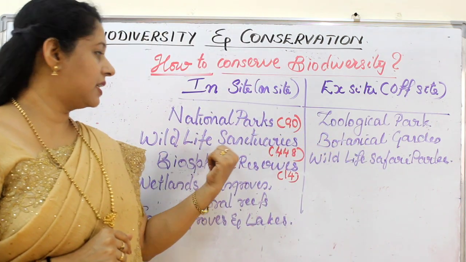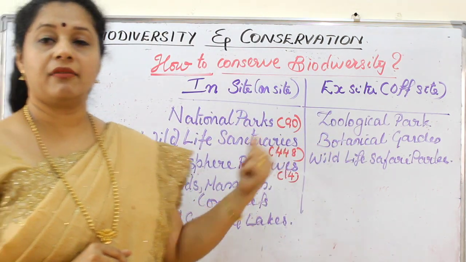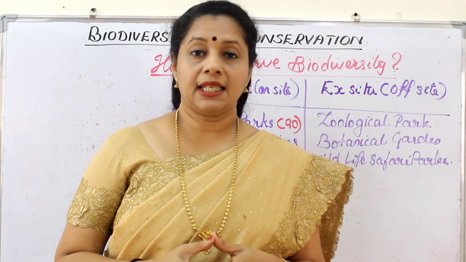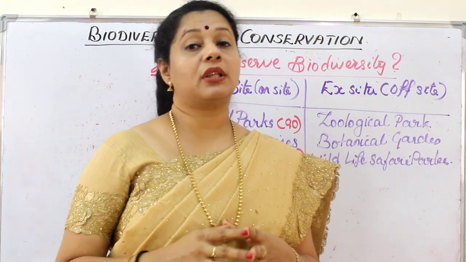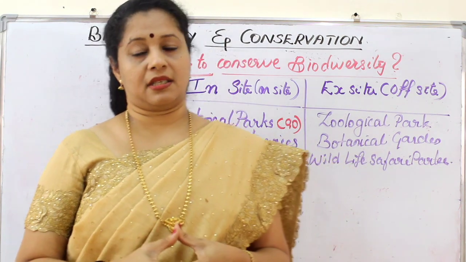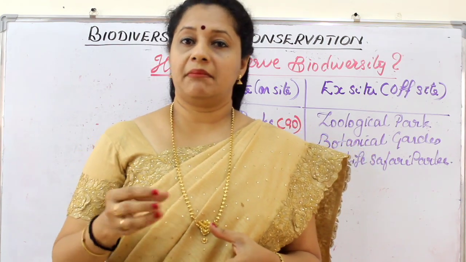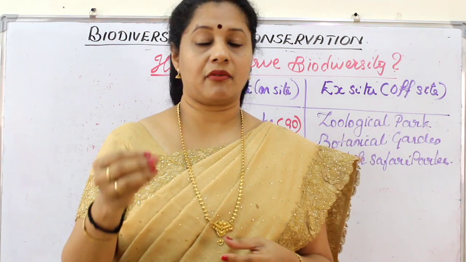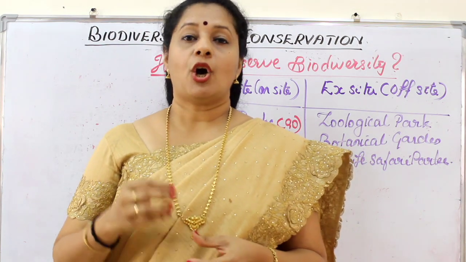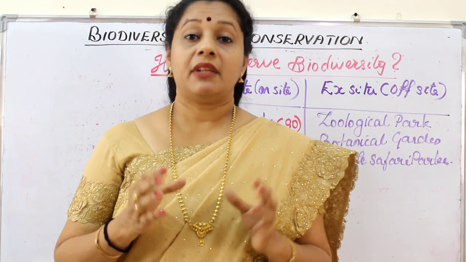Whereas wildlife sanctuaries are the areas, 448 in our country, which are protected mainly for the welfare of only wild animals. Because of that reason, minor activities are allowed. For example, timber collection or minor forest produce can be collected, or we can have private ownership without disturbing the animals there.